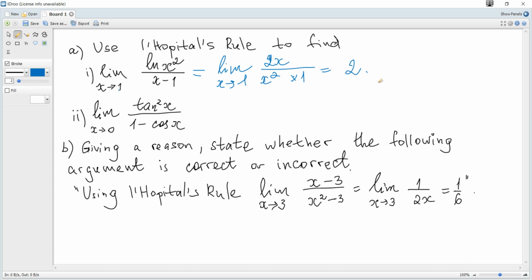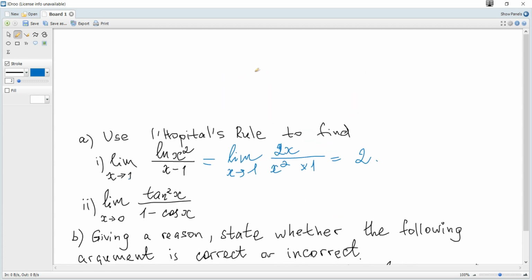And if you get 0 over 0 or infinity over infinity, you can apply L'Hopital's rule again, and you may apply this rule absolutely any number of times, but every time you should get 0 over 0 or infinity over infinity, so that L'Hopital's rule can be applied.